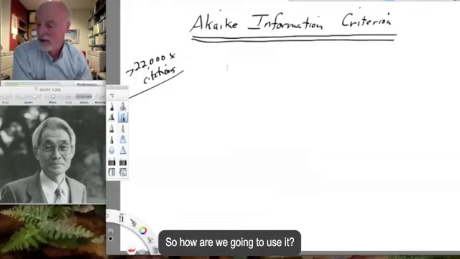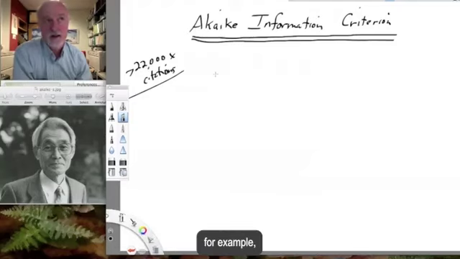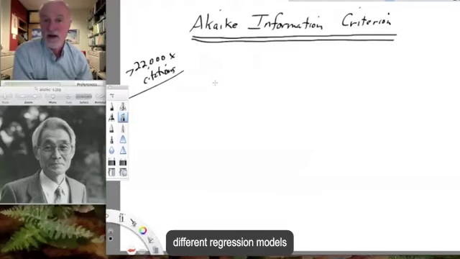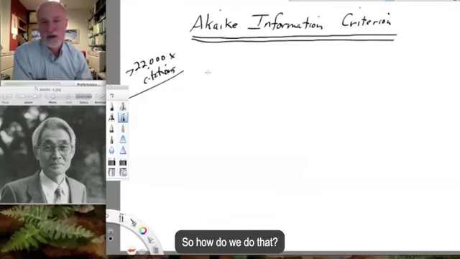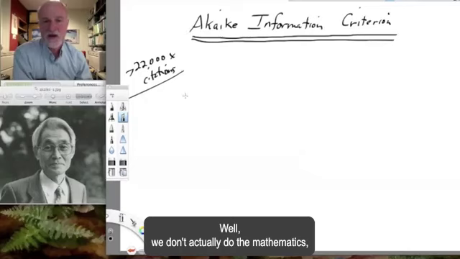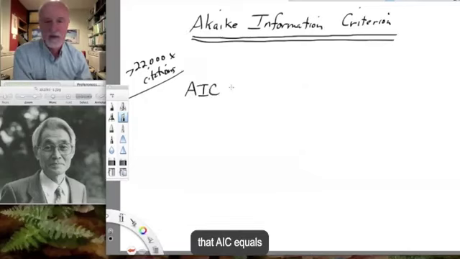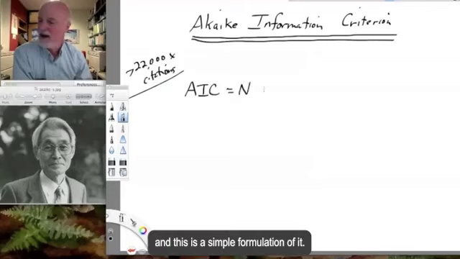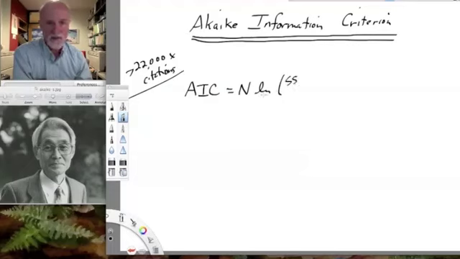So how are we going to use it? The way we use it is to decide between, for example, different regression models that we might want to try to explain the relationship between y and x. So how do we do that? Well, we don't actually do the mathematics, but I'm going to quickly show you the AIC equation. This is a simple formulation of it; there's a likelihood formulation which you can read.